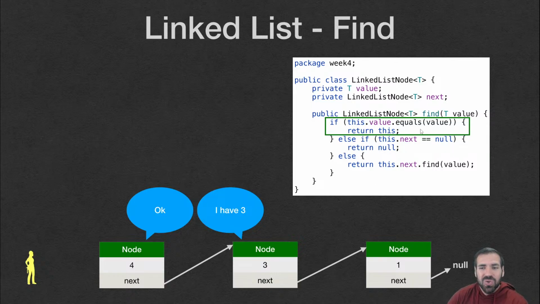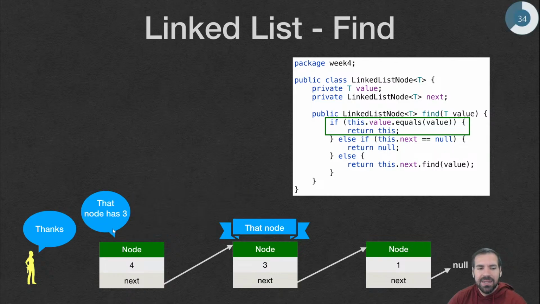So this is true. 3 equals 3. So it's going to return a reference to itself, a reference to this node, and return that to the original caller. The original recursive stack frame returns to the original caller a reference to that node. So the original caller gets a reference to this node, which contains the value they were looking for.